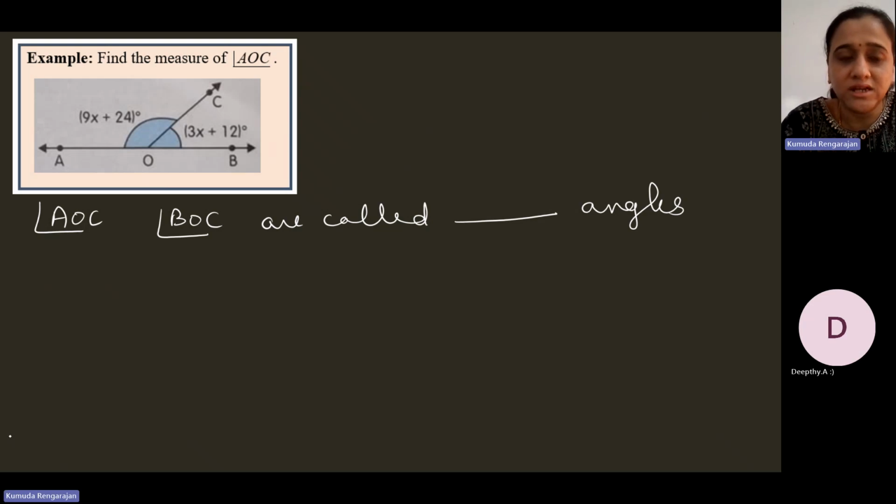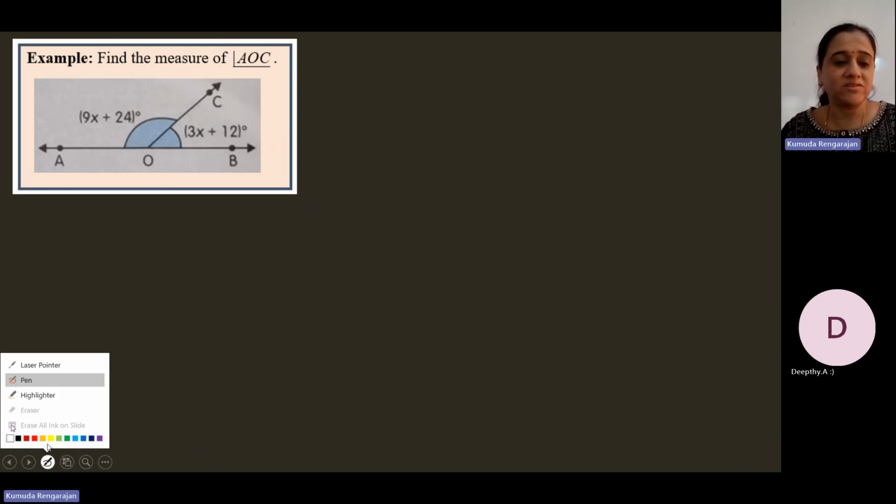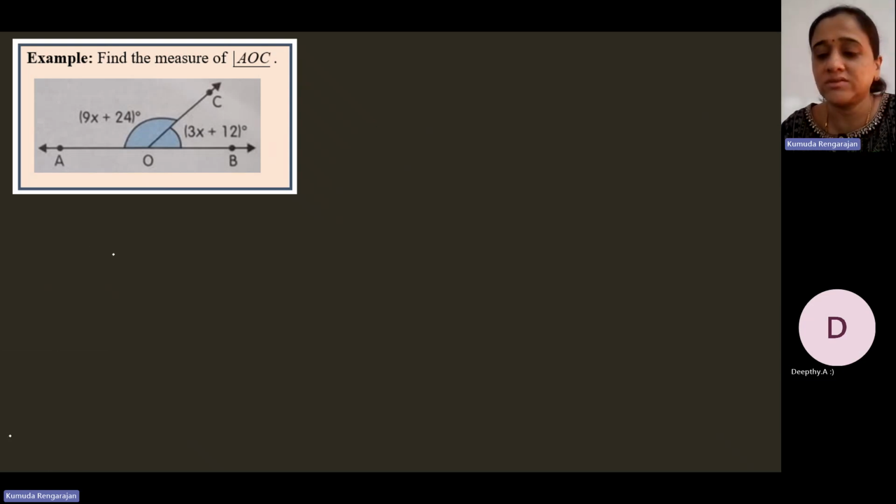I'll repeat. The two angles, angle AOC and angle BOC, are adjacent angles. Why? Because they have a common vertex O, they have a common arm OC, and their non-common arms OA and OB lie on the opposite sides, actually either sides of the common arm OC. Let's recall that. Looks like we have forgotten. It's about 2 months since we had the introduction to this chapter.